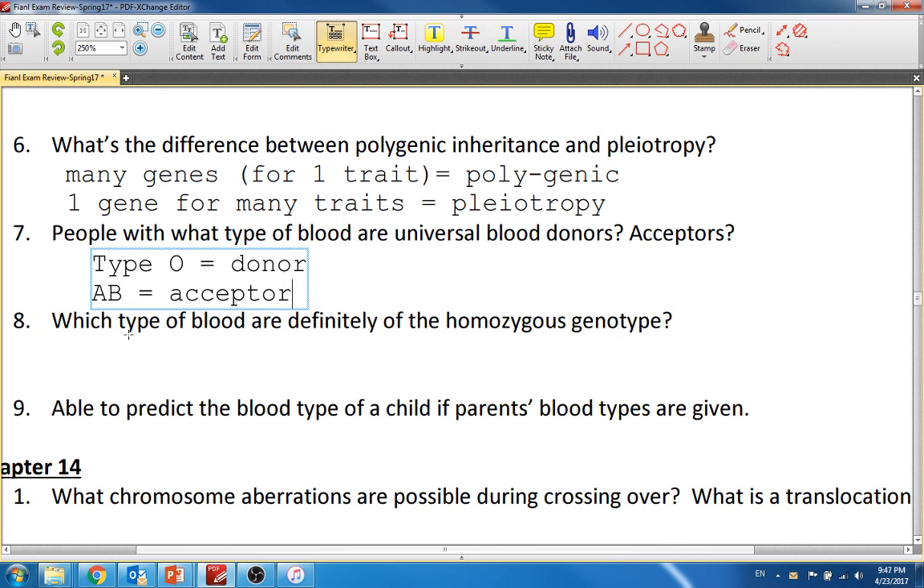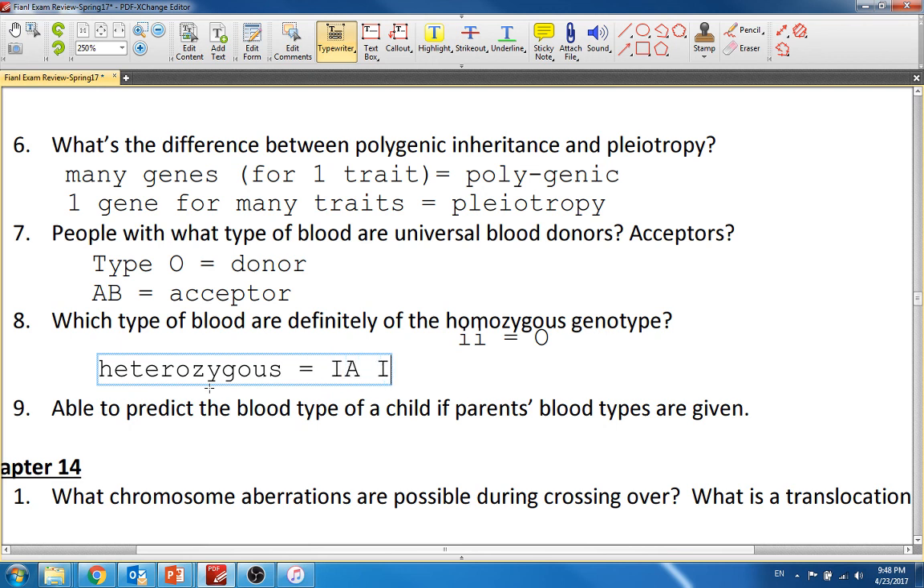Question number 8, which type of blood is definitely homozygous genotype? That would be type O. Type O must be 2 lowercase i, right? The allele combination must be lowercase i, therefore homozygous. And which one for sure is heterozygous? That would be type AB. That would be capital I with a superscript A and a capital I with a superscript B.